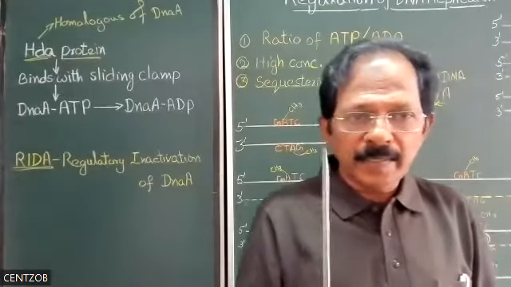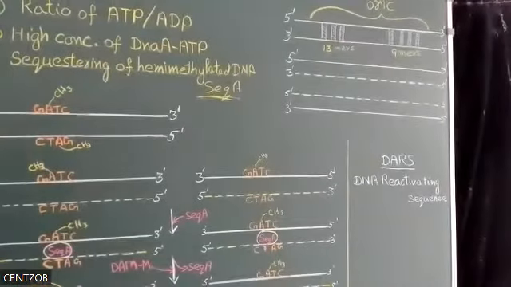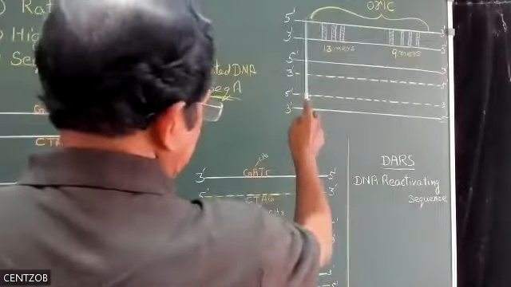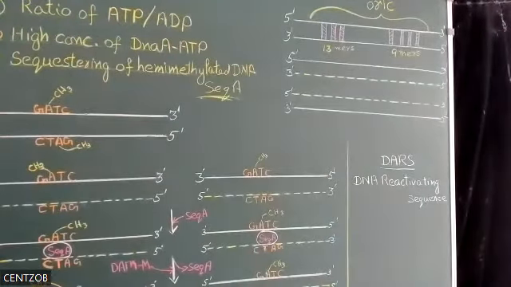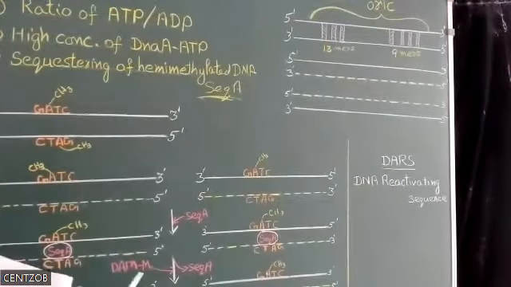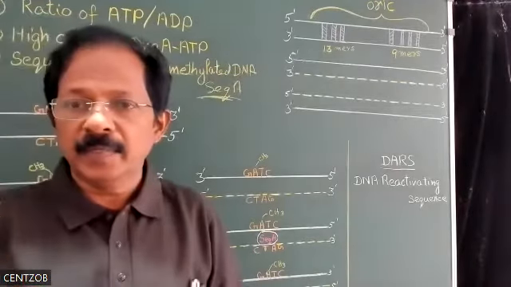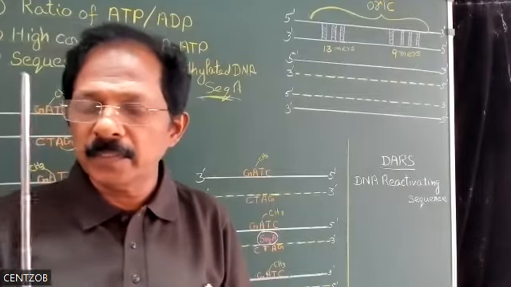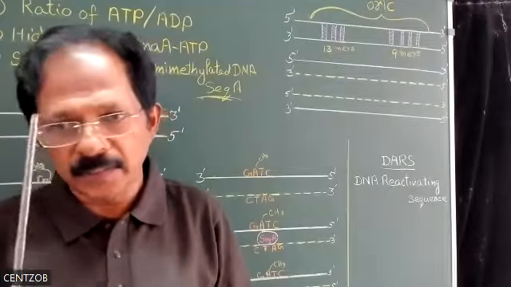DnaA binds to the origin of replication. See, this is the DNA molecule. This is the origin of replication. This origin of replication region is about a 245 base pair sequence. The regulation is mainly in the initiation stage. In DNA replication there are initiation, elongation, and termination, and the regulatory process takes place in the initiation stage.